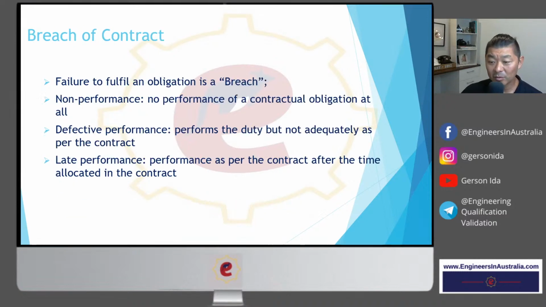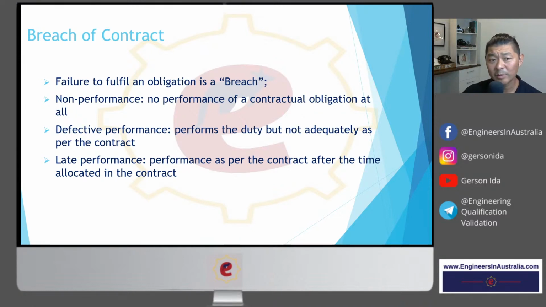If you don't fulfill those obligations, you could be breaching the contract. And what is a breach of contract? A failure to fulfill an obligation is a breach. A non-performance is no performance of a contract obligation at all. So let's say that you have an obligation under the contract and you didn't perform that obligation at all. That is considered a breach of contract under non-performance.